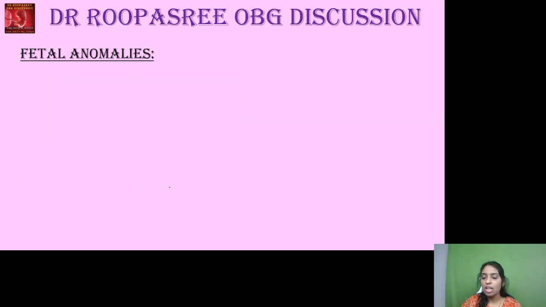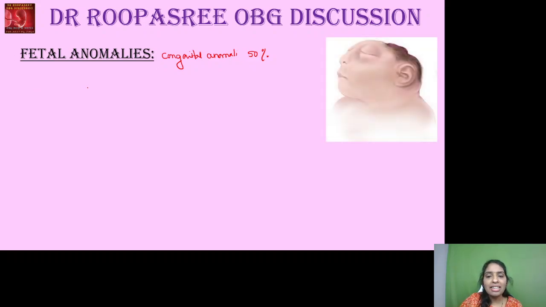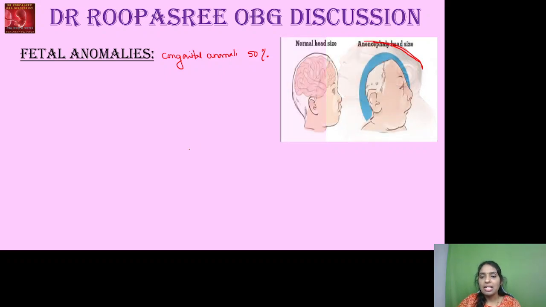Okay, first one, mostly fetal anomalies, congenital anomalies. These account for about 50% of the cases. First one is anencephaly. We have already studied this. Anencephaly means there is no formation of the skull or the cranium of the baby. See how the baby's head is normally covered here. This is the skull, right? Now, there is no cranium or skull here.